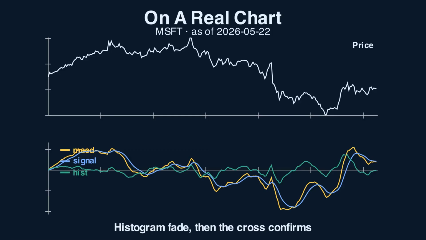That's the practical workflow. Read the histogram for the early heads up, wait for the cross or a structure break to confirm, and only act when the higher time frame trend is on your side. Used that way, with the trend behind you, MACD becomes one of the cleanest momentum reads you have.